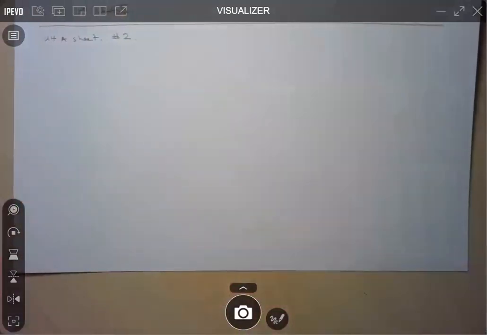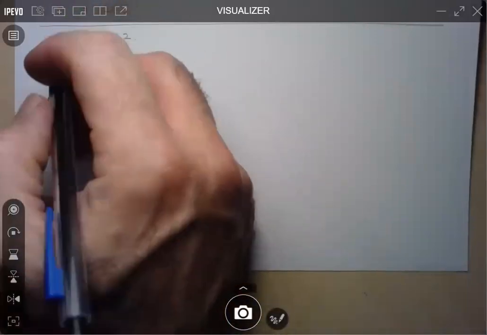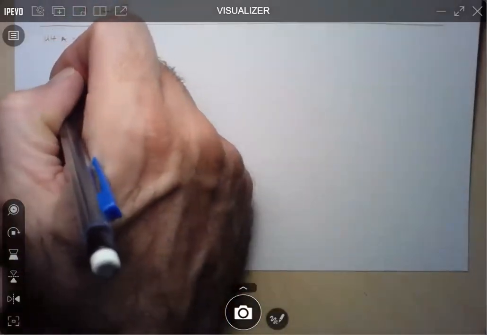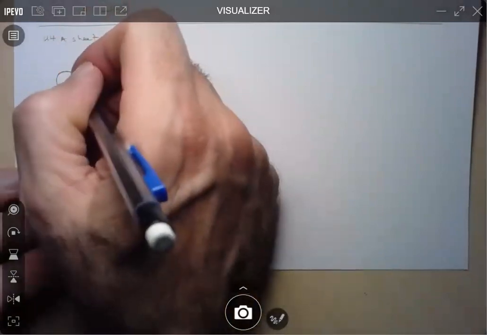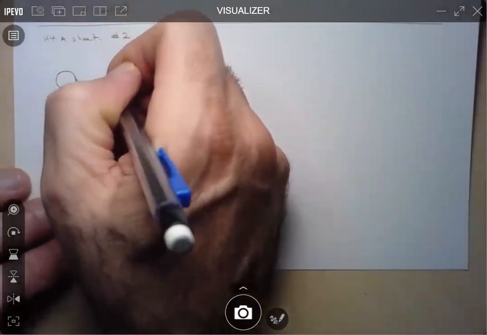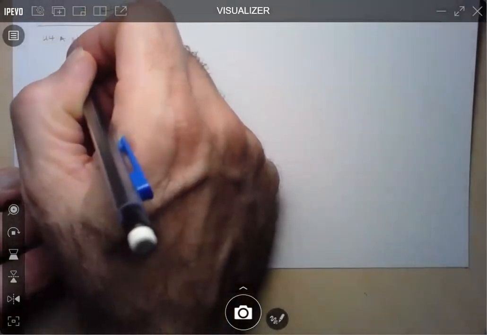It says 2 gears work together. The smaller gear has a radius of 5 centimeters. The larger gear has a radius of 12 centimeters. Determine the number of radians that the larger gear rotates when the smaller gear rotates by 300 degrees. Okay, so I think the best thing to do is for me to draw a picture, but I'm not going to actually draw gears. I'm just going to use circles. So we have a smaller one and a larger one.